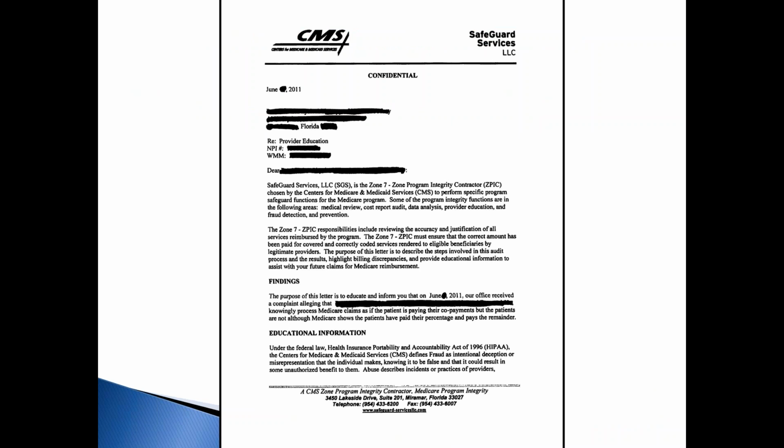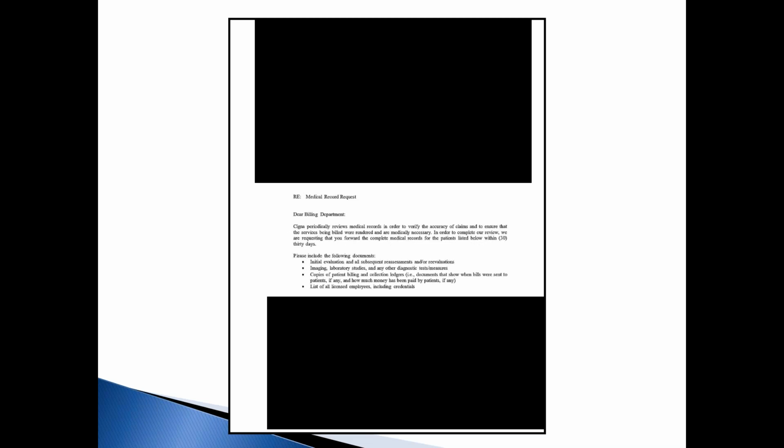This doctor got a letter. It says, Doctor, we received a complaint alleging that you knowingly process Medicare claims as if the patient is paying their copayments, but they're not. Here's another insurance. This is Cigna. Cigna sent this doctor: Doctor, we periodically review records. Please submit the following information. Copies of the patient billing and collection letters, documents that show when bills were sent to the patient, and how much money has been paid by the patients, if any. If you're not collecting copays and deductibles, a letter like this will scare the poop out of you.